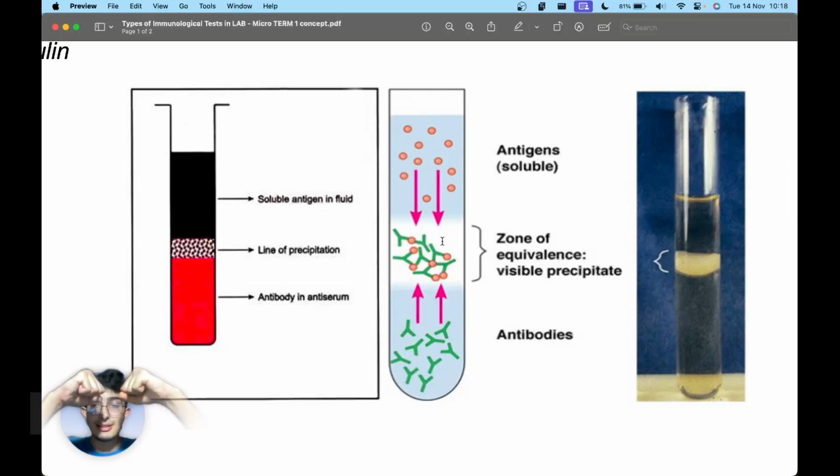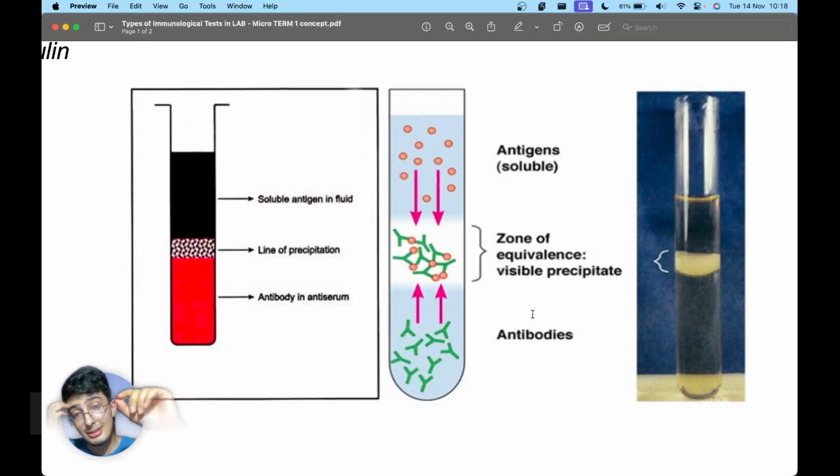So previously the antigen was very small, it was soluble, right? It was in the serum, so it was dissolved, we can't see anything. It was like this clear area. Here in the topmost area the antigens are there, but we can't see it because it's soluble. In the bottom part the antibodies are there, but we can't see them because antibodies are also soluble. But when the antigen and antibodies react with each other, again it forms lattices.